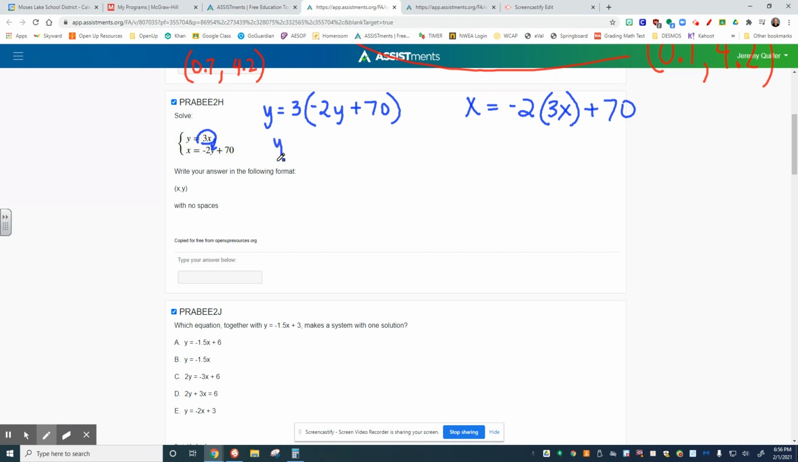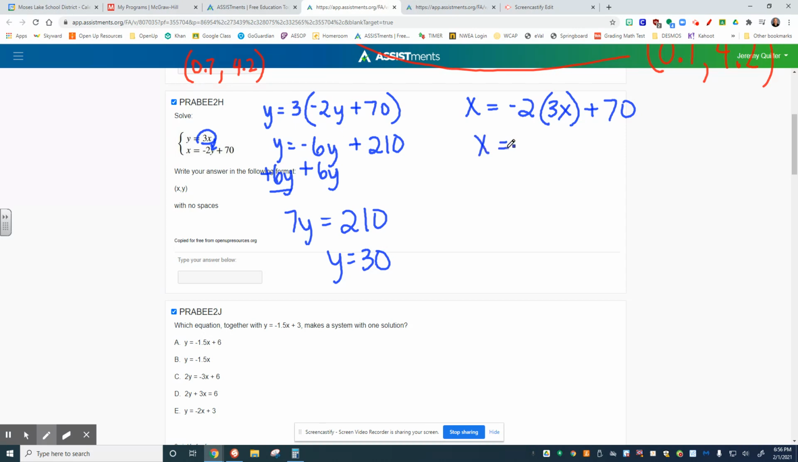So this first one, let's do that. y is equal to negative 6 times y plus 210. I want to add my 6 times y to both sides to give me 7 times y is equal to 210. And so y must be equal to 30. Pretty cool. Now let's solve over here.